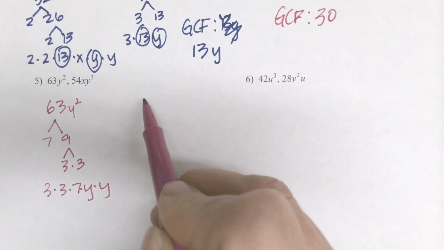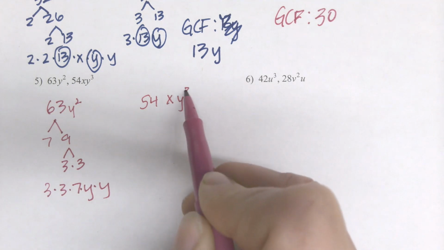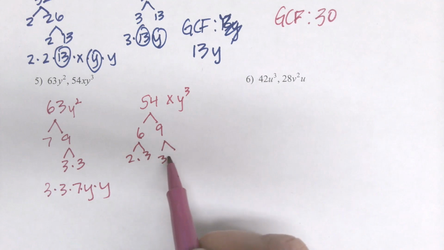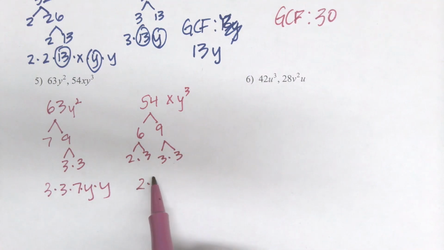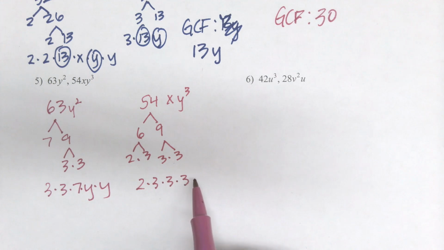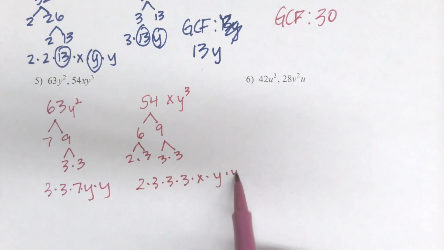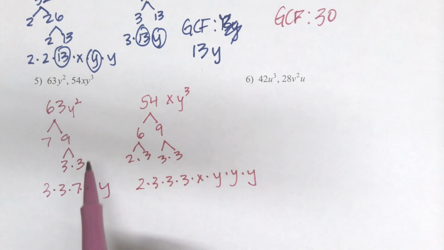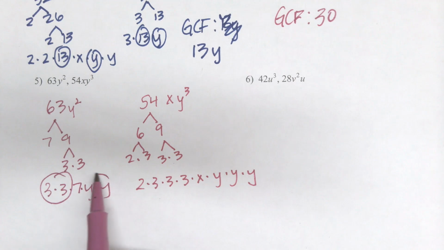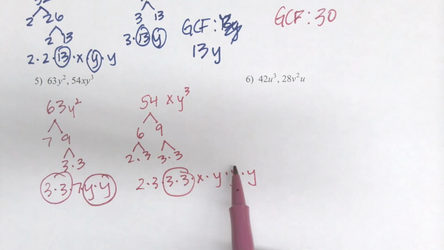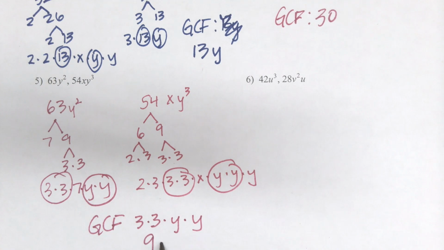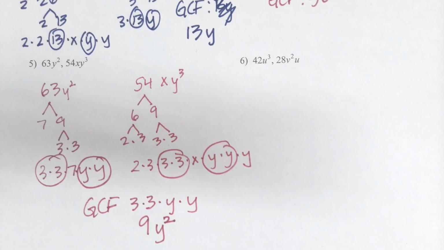Done on that one. 54, xy cubed, break that down. That's 6 times 9, 2 times 3 times 3 times 3. So I have 2 times 3 times 3 times 3 times x times y times y times y. Okay, again, look through and see what they share. Looks like two 3s and two y's I can pull out of both of them. So it's greatest common factor, 3 times 3 times y, or 9y squared would be my final answer that I put for that.